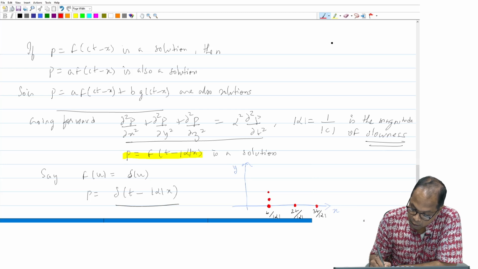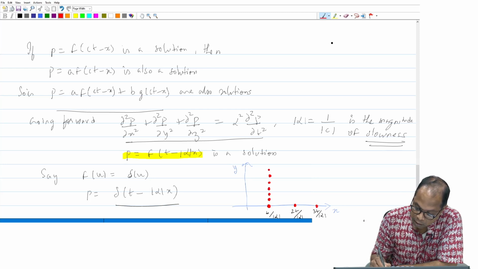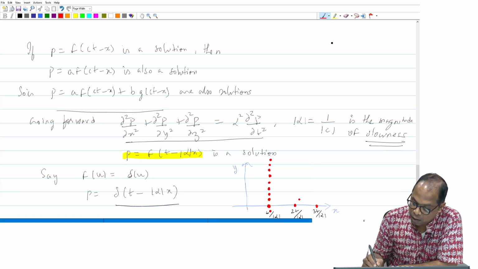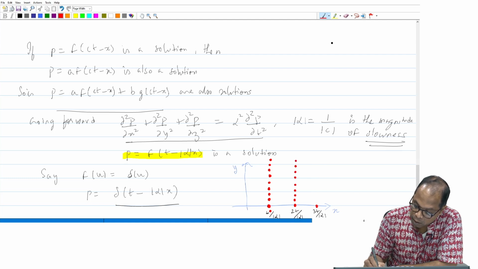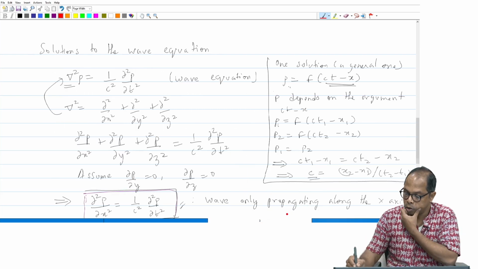So, you get this, and it keeps going. And the same thing for the next time instant, if you were interested in where this impulse is, if I take a line along the y axis. So, it keeps going like this.